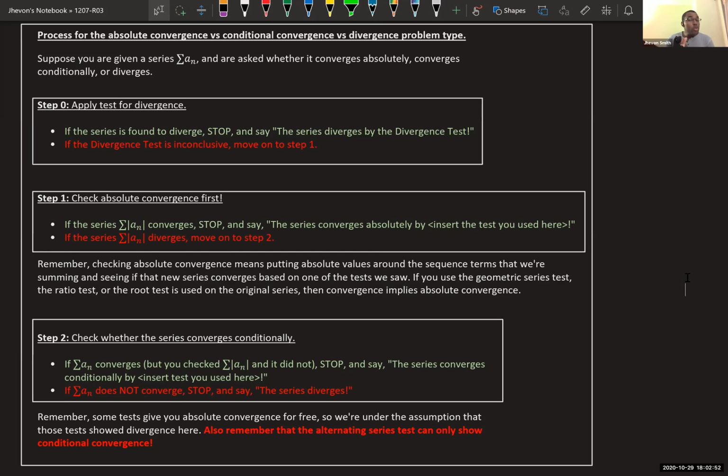Step 2, remove the absolute values and hit it with a convergence test again. Does it converge now? If yes, you can conclude it converges conditionally. If no, the conclusion is the series diverges. There are no other kinds of convergence, it all diverges. Okay? So that is the overall strategy.